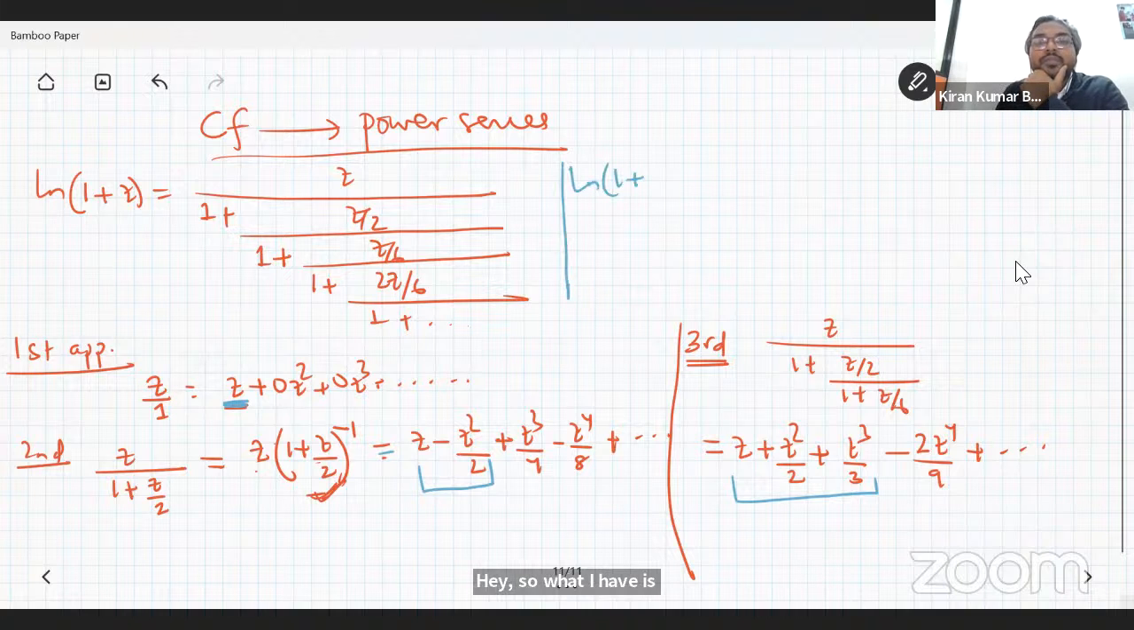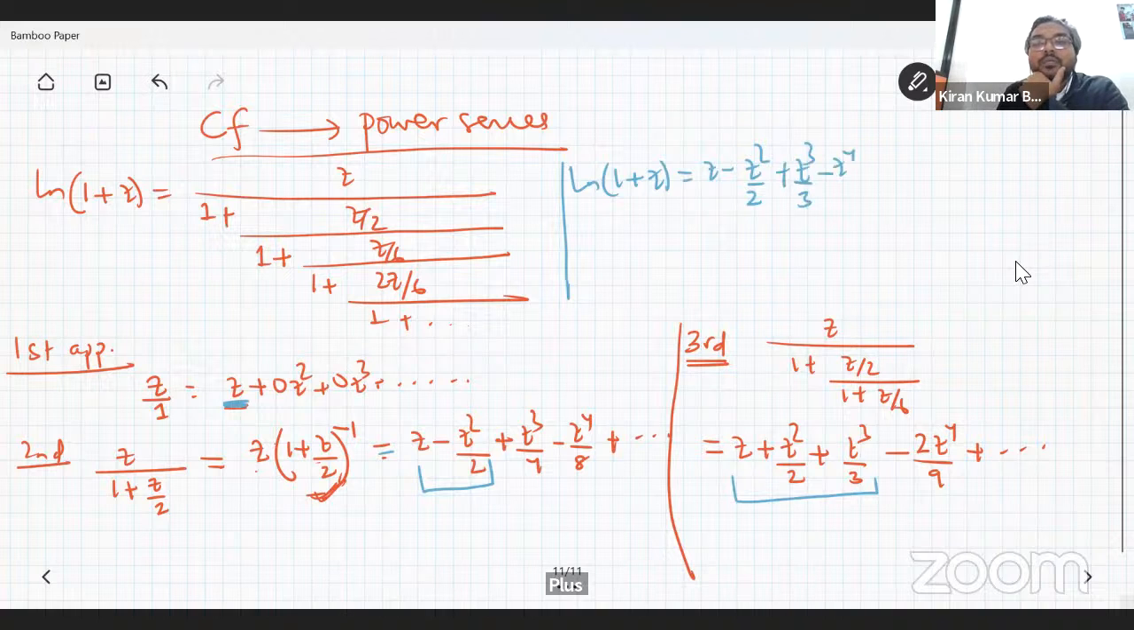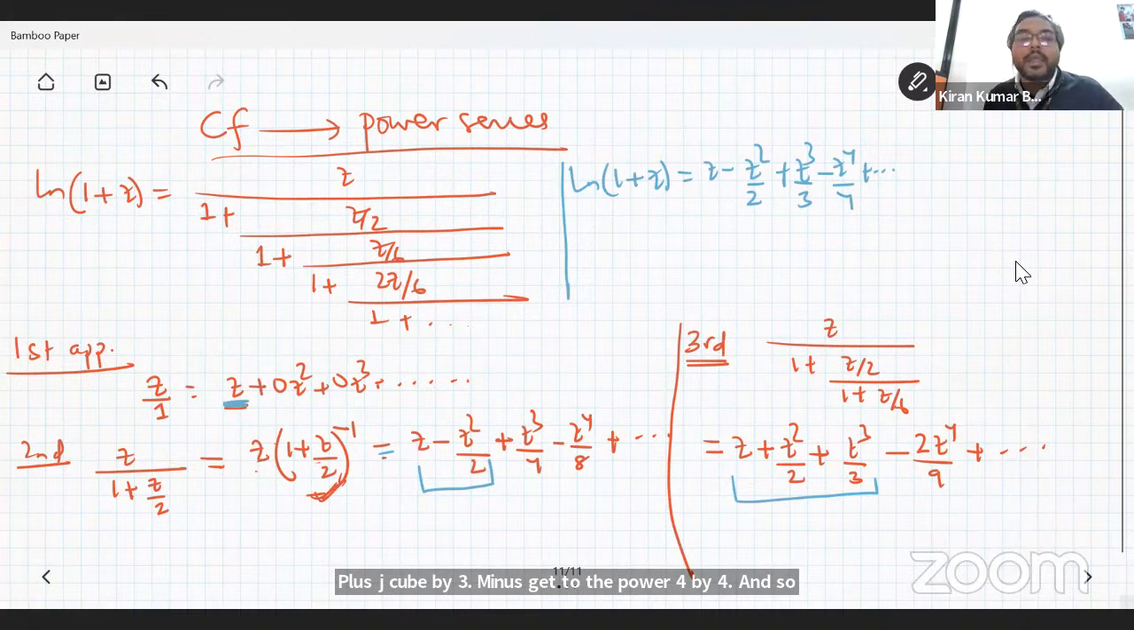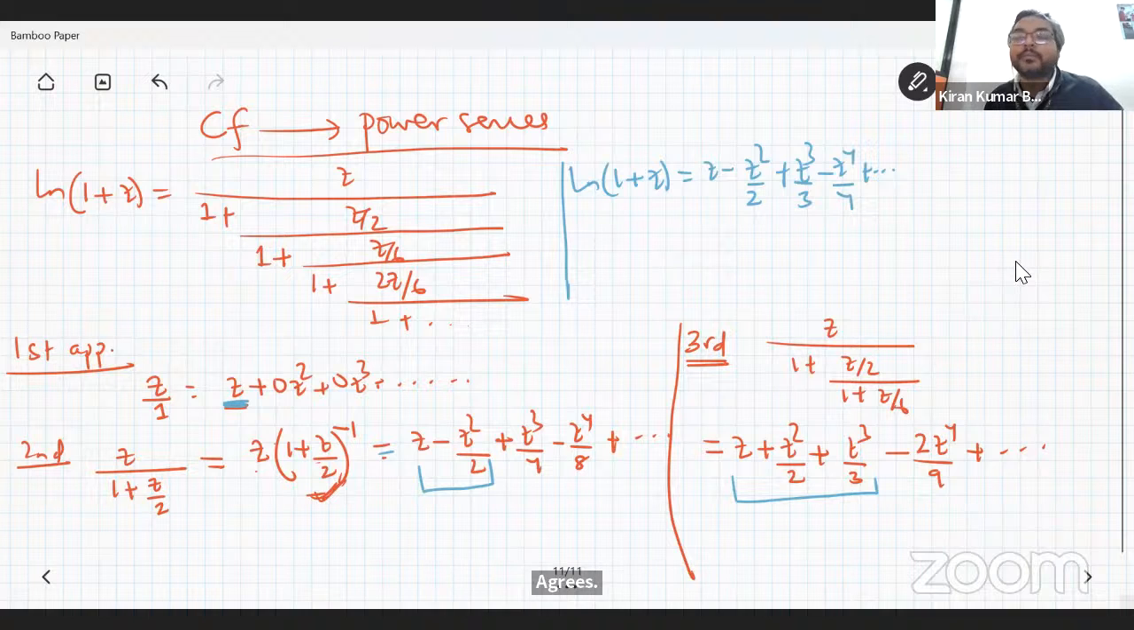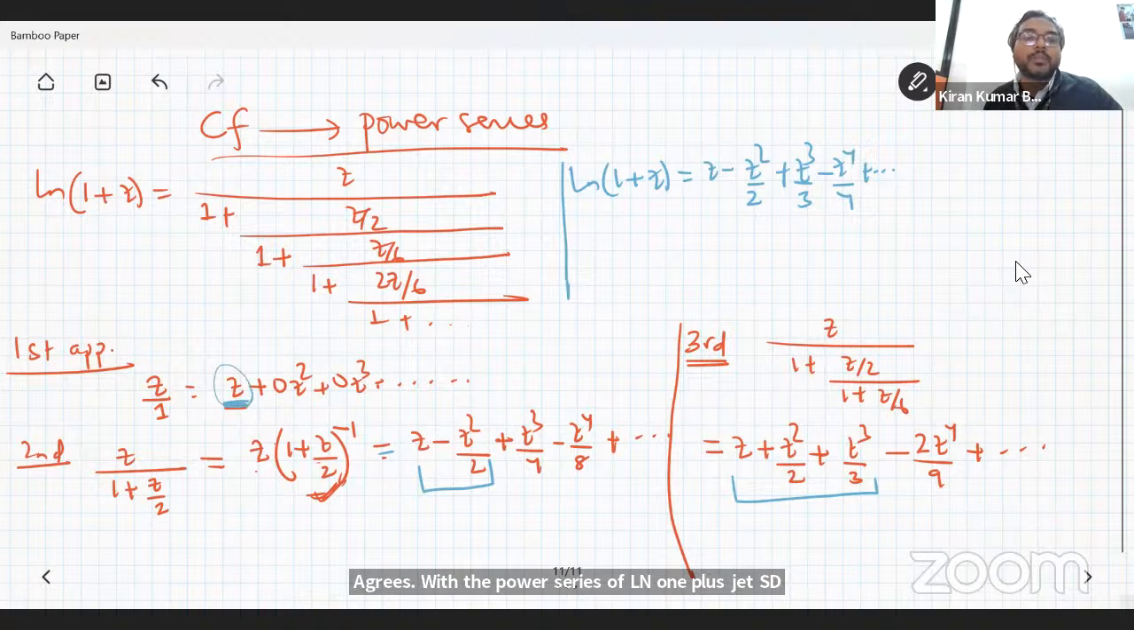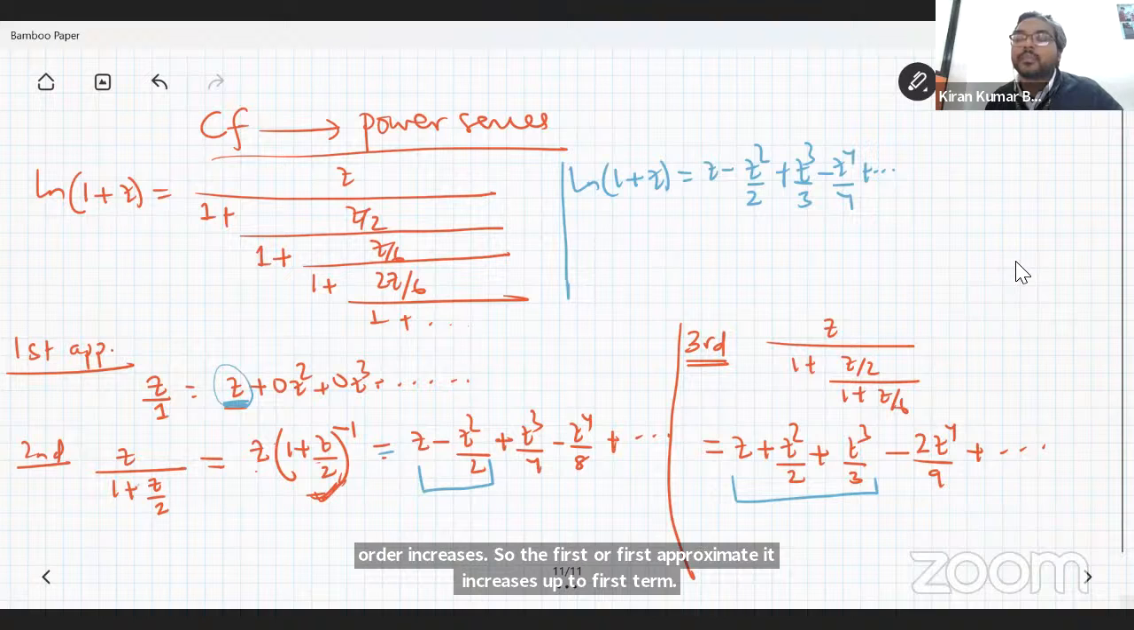So what is the power series of ln(1 plus z)? It is z minus z square by 2 plus z cube by 3 minus z to the power 4 by 4 and so on. So what I have is the approximants agree with the power series of ln(1 plus z) as the order increases. The first approximant is equal up to the first term. The second approximant is equal till the second term.